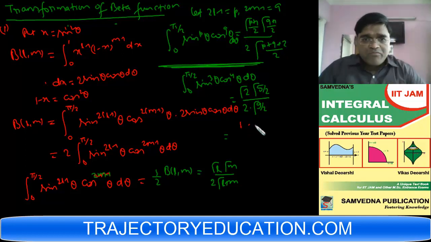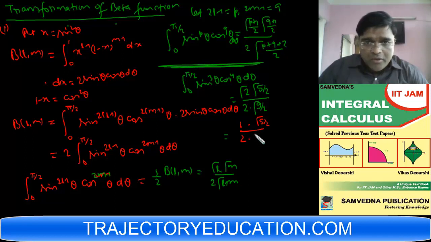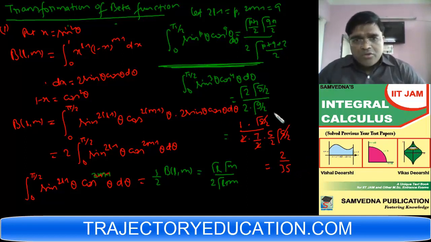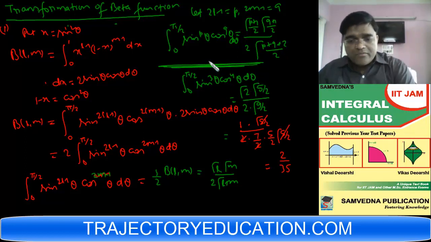This will be equal to gamma 2, which is 1, and gamma 5 by 2 over gamma 9 by 2. Gamma 9 by 2 can be written as 7 by 2 gamma 7 by 2, and gamma 7 by 2 can be written as 5 by 2 gamma 5 by 2, and I can cancel this. So this becomes equal to 2 upon 35. This is 2 upon 35. Alright. This is how we can do it. We can solve it very easily.